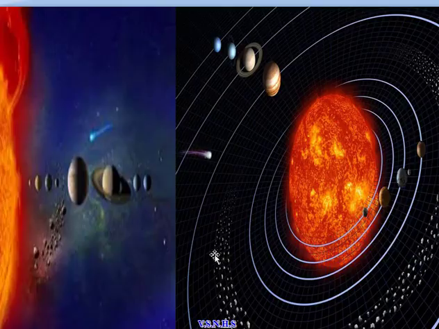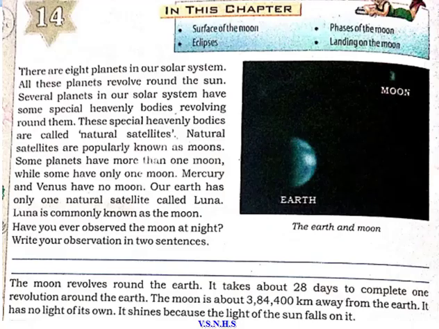Okay, so jump to our chapter. There are 8 planets in our solar system, and all these planets revolve around the Sun. Several planets in our solar system have some special heavenly bodies revolving around them. These special heavenly bodies are called natural satellites, and these natural satellites are popularly known as moons. So we can call them natural satellites, or we can call them moons.